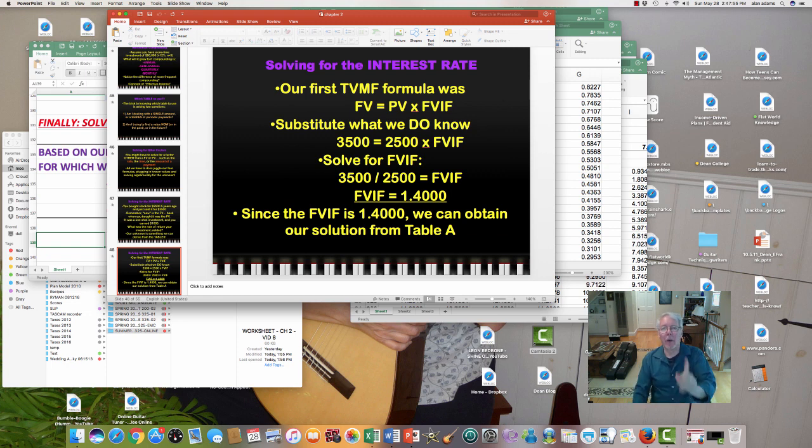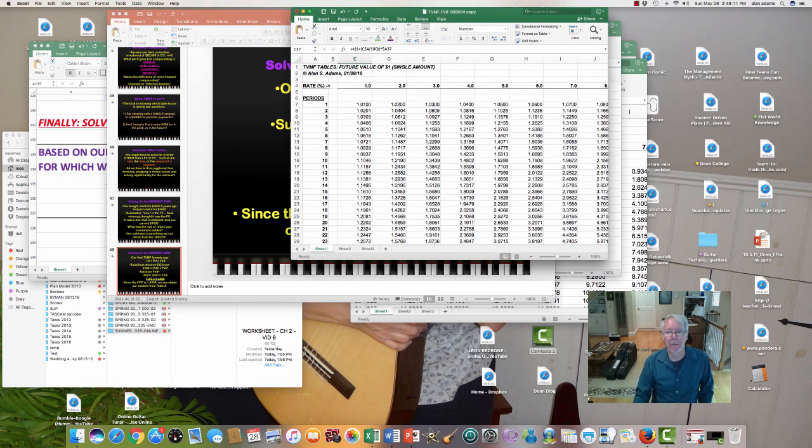Why table A? Why table 1? Because I used formula 1: FV equals PV times FVIF. Okay? I could have solved it using table 2. No, I like using table 1. So whenever possible, let's use table 1. So I'm going to go back to it. Okay?